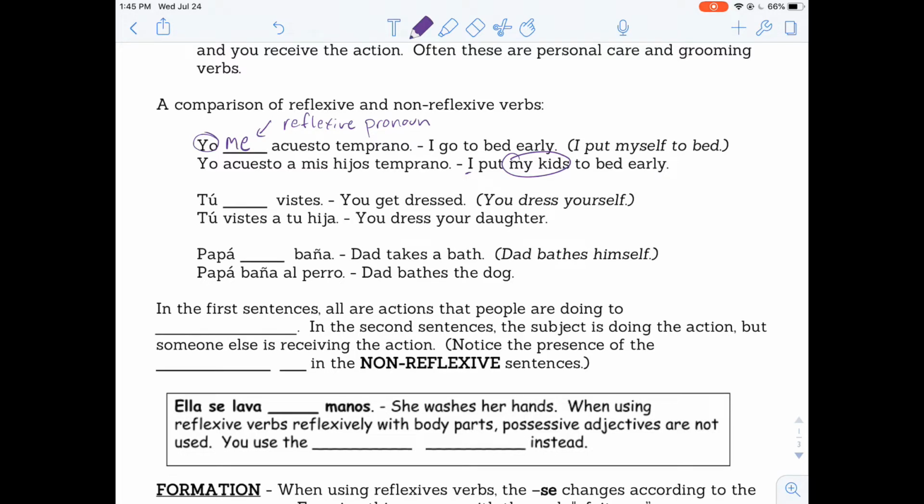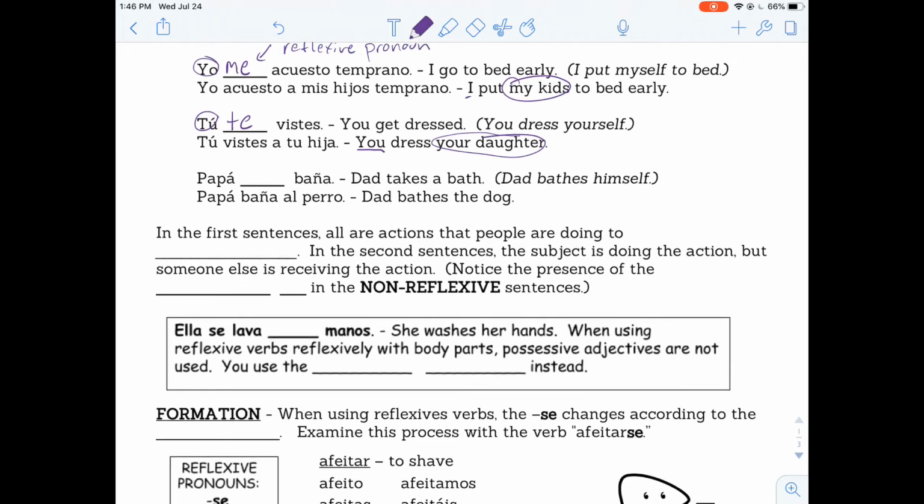Tú blank vistes. You get dressed, or you dress yourself. So again, tú is my subject. My reflexive pronoun is te, and it's referring to: you are dressing yourself. You are the one doing the action, and you are the one receiving the action. Tú vistes a tu hija. You dress your daughter. So again, now you is my subject, but your daughter is the one who's receiving the action. Because it's your daughter receiving the action, it's no longer reflexive, so I don't need to use my reflexive pronoun.